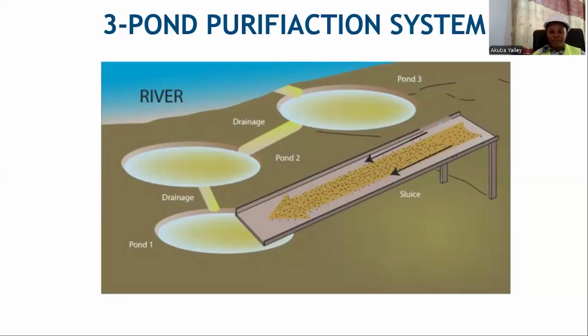The pond purification system is developed to help ASM miners manage their wastewater on the site. So the principle of operation of this system is to prevent the discharge of their effluents into natural water bodies, but to contain the water on site and then to filter it and reuse it in their operations. So we have this image depicting how the system works.